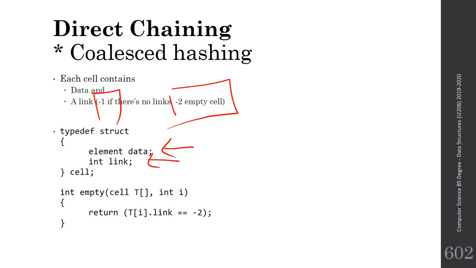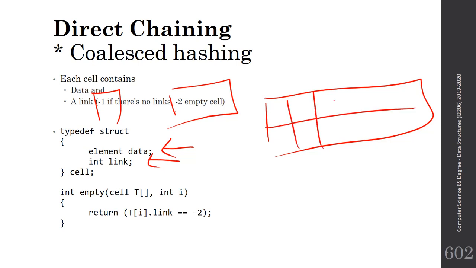If there's no link, it means that there's no other element that hashes to the same hashing value. And if there's an element, it means that we are in the same family, we have the same hashing value. So let me give you just a small example to clarify. This is the array. In each array we have cells. These are cells. Each contains a data and a link.